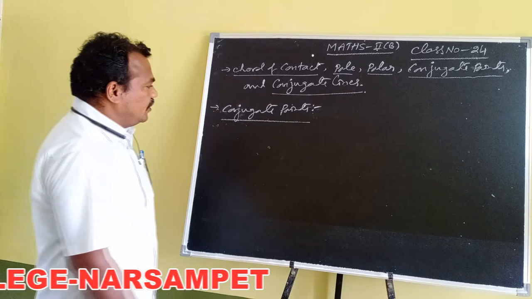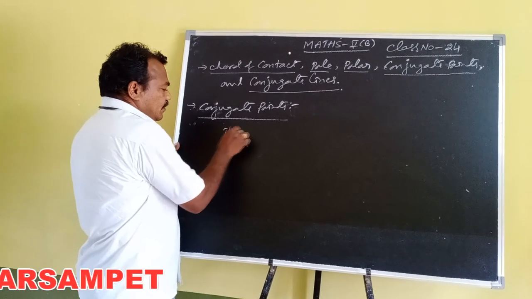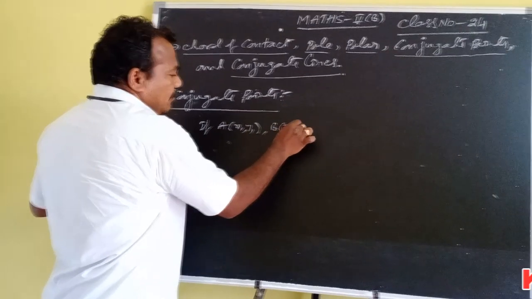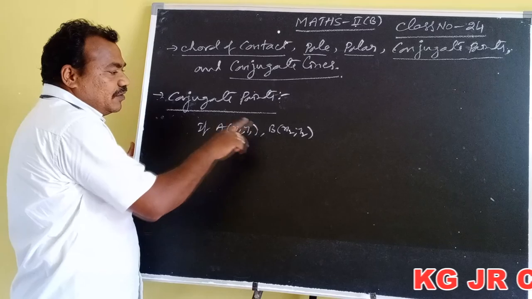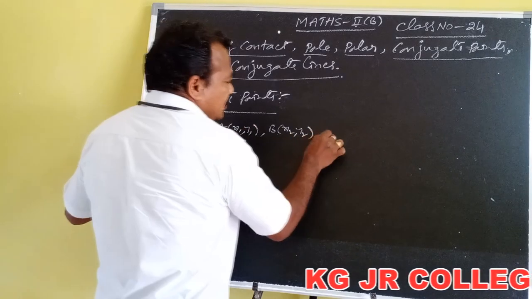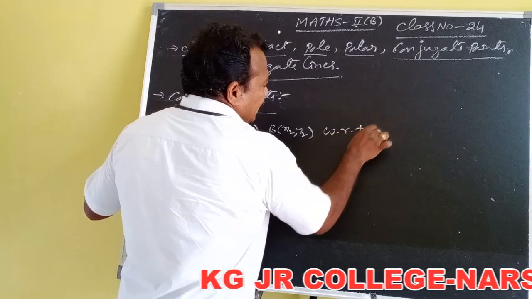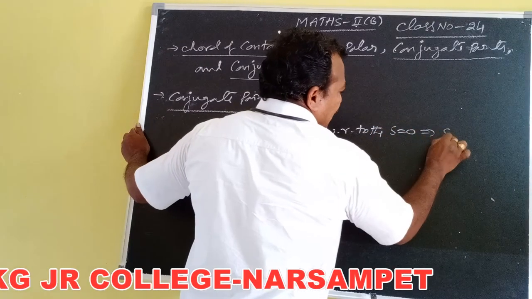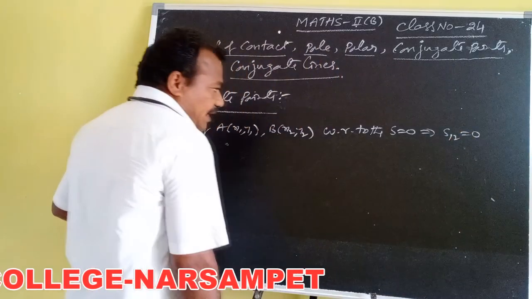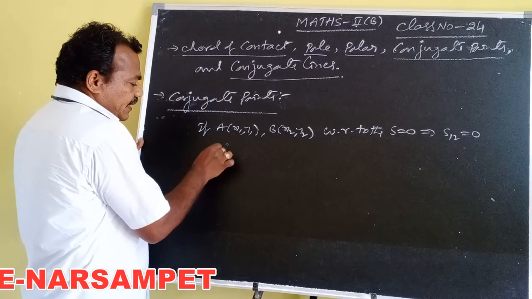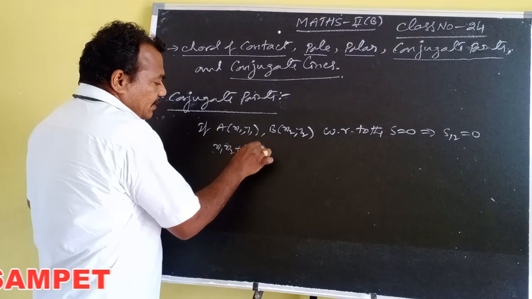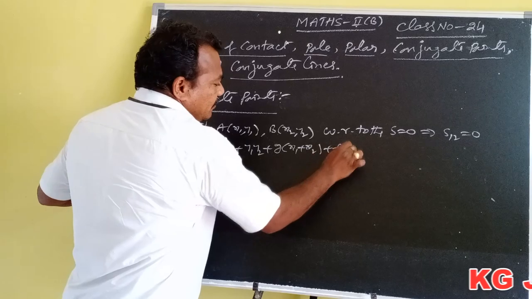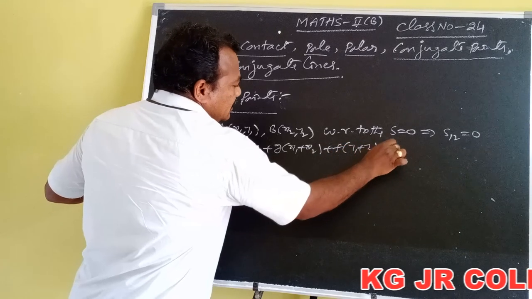Students, now conjugate points. If A(x1, y1) and B(x2, y2) are two points, they are said to be conjugate points with respect to the circle S = 0 when the condition S12 = 0 holds. S12 of the given circle is x1x2 + y1y2 + g(x1 + x2) + f(y1 + y2) + c = 0.